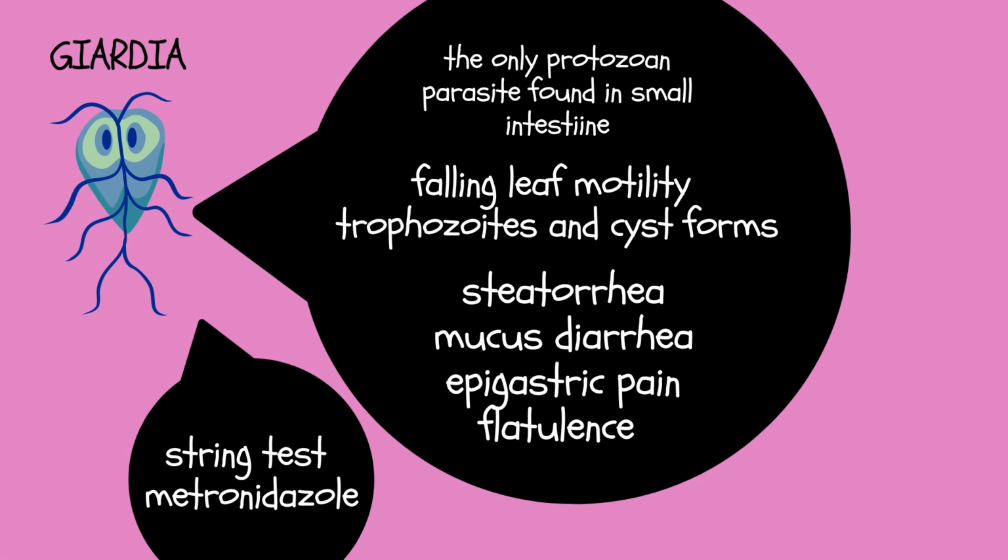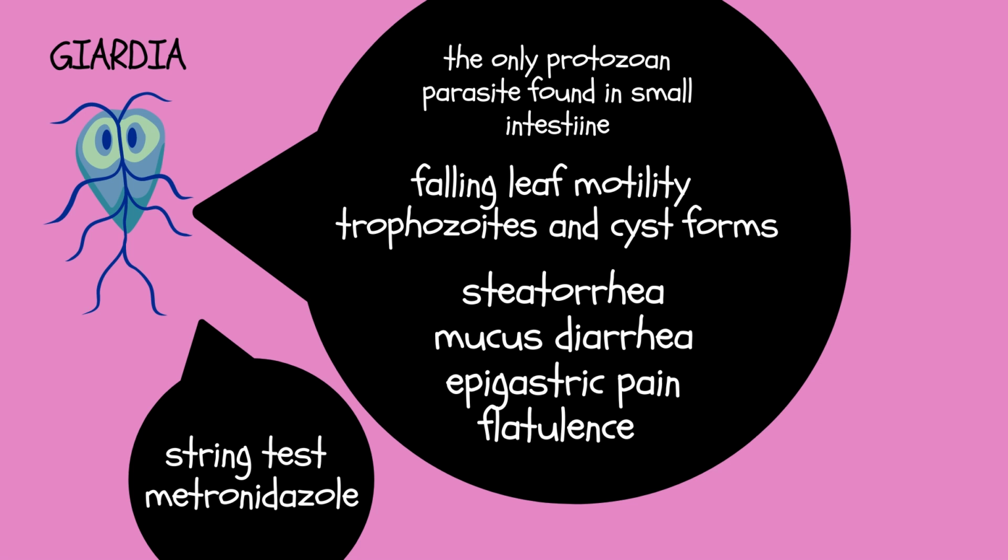Okay, then coming to Giardia. Giardia is the only protozoan parasite which is found in the small intestine. Okay, and they have a characteristic motility called the falling leaf motility. They have two forms, trophozoites and cyst forms, and the usual presentation is with diarrhea, that is mucus diarrhea, steatorrhea.